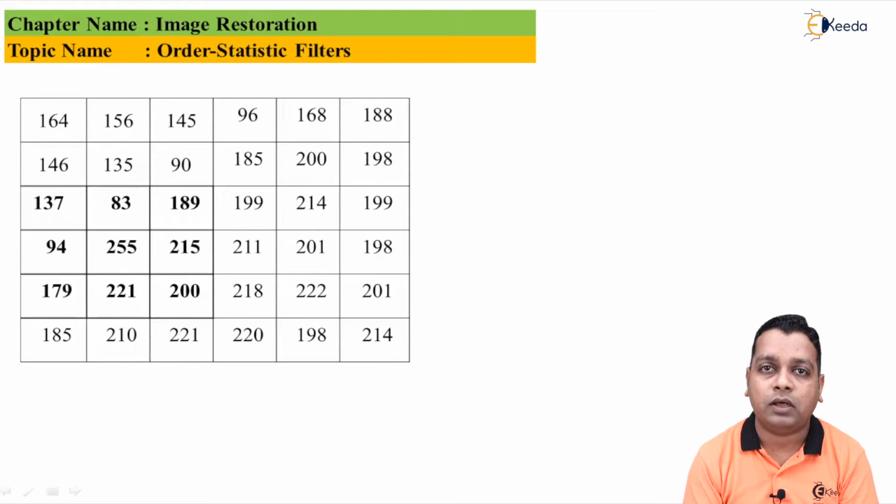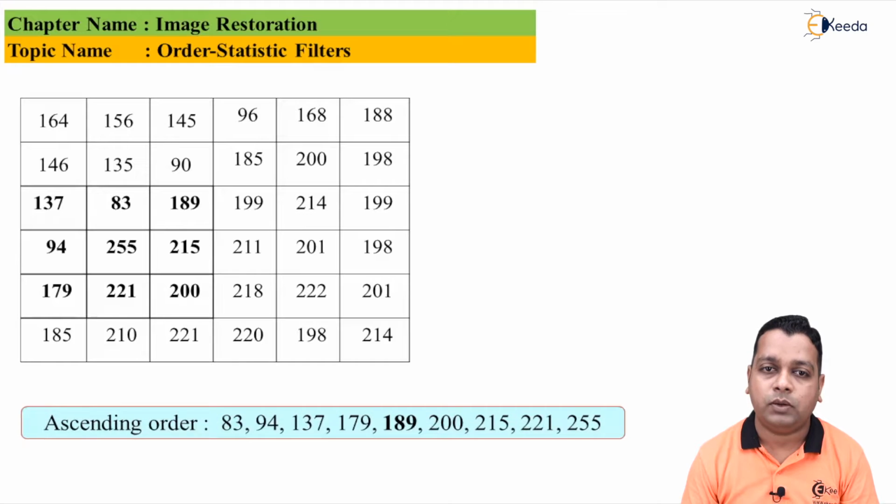So unipolar, bipolar, the cases that we represented here, this is the one pole at the maximum value. So this is to be replaced. This is the noise, and it is to be calculated considering the surrounding values. The surrounding values are 137, 83, 189, 94, 215, 179, 221, and 200, along with the value at this place, that is 255.